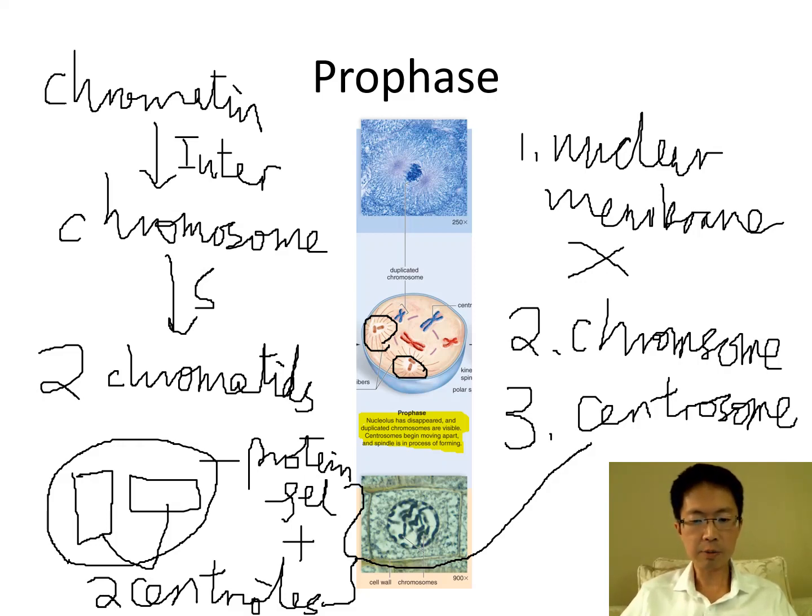In here, one of the properties of the centrosome, they start to move apart, they replicate, and they also move apart. Originally, before cell division, you only have one centrosome. During prophase, centrosome replicate and move apart. Okay, so you have these three things occur. Nuclear membrane disappear. You see the chromosome. Originally it is chromatin. Okay, and then centrosome replicate, and then they start to move apart.